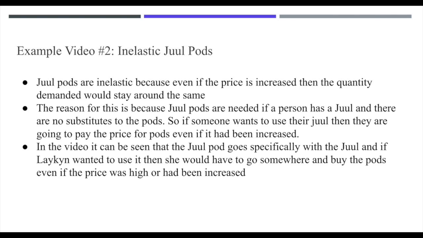Jewel pods are an example of an inelastic product because even if the price is increased, the quantity demanded would stay around the same. The reason for this is because jewel pods are needed if a person has a jewel and there are no substitutes for those pods. So if you have a jewel and you want to use it, you're going to have to pay whatever price for the jewel pods. In the video, it can be seen the jewel pods go specifically with jewels. And if Lakin wanted to use her jewel, then she would have to go somewhere and buy the jewel pods no matter what the price was.